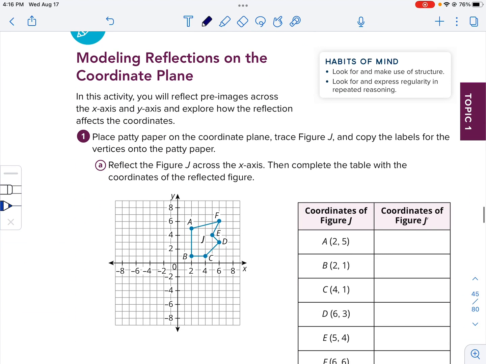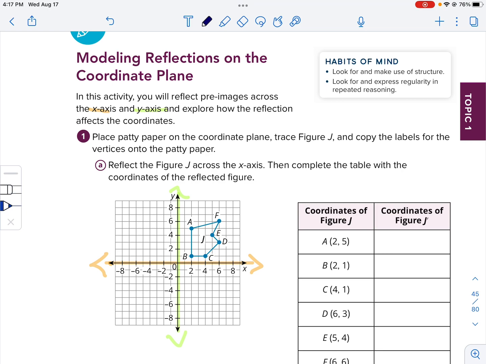So now you have to remember what is the x-axis and what is the y-axis. If we're talking about the x-axis, that's this one right here. That's the x-axis. If I'm talking about the y-axis, I'm talking about the vertical axis.